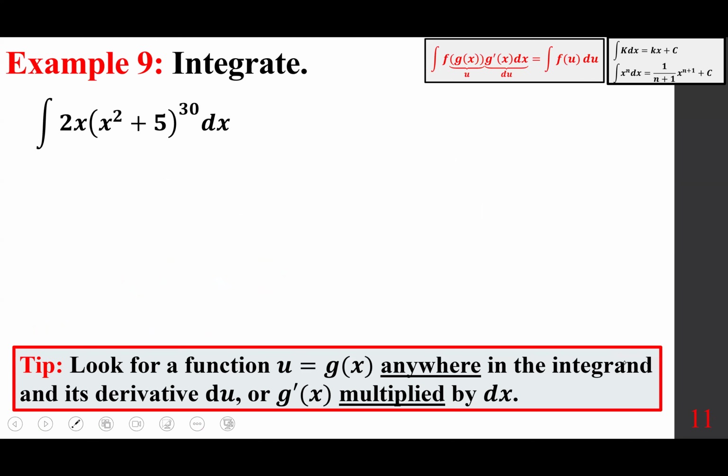Now I want to integrate 2x times x squared plus 5 to the power of 30 dx, and we are going to use the substitution. So here's the tip. Look for a function u equals g of x anywhere in the integrand, and its derivative du or g prime of x multiplied by dx. So you have a polynomial x squared plus 5, you have a polynomial 2x, and the more complicated one, in this case x squared plus 5, is the choice of u.